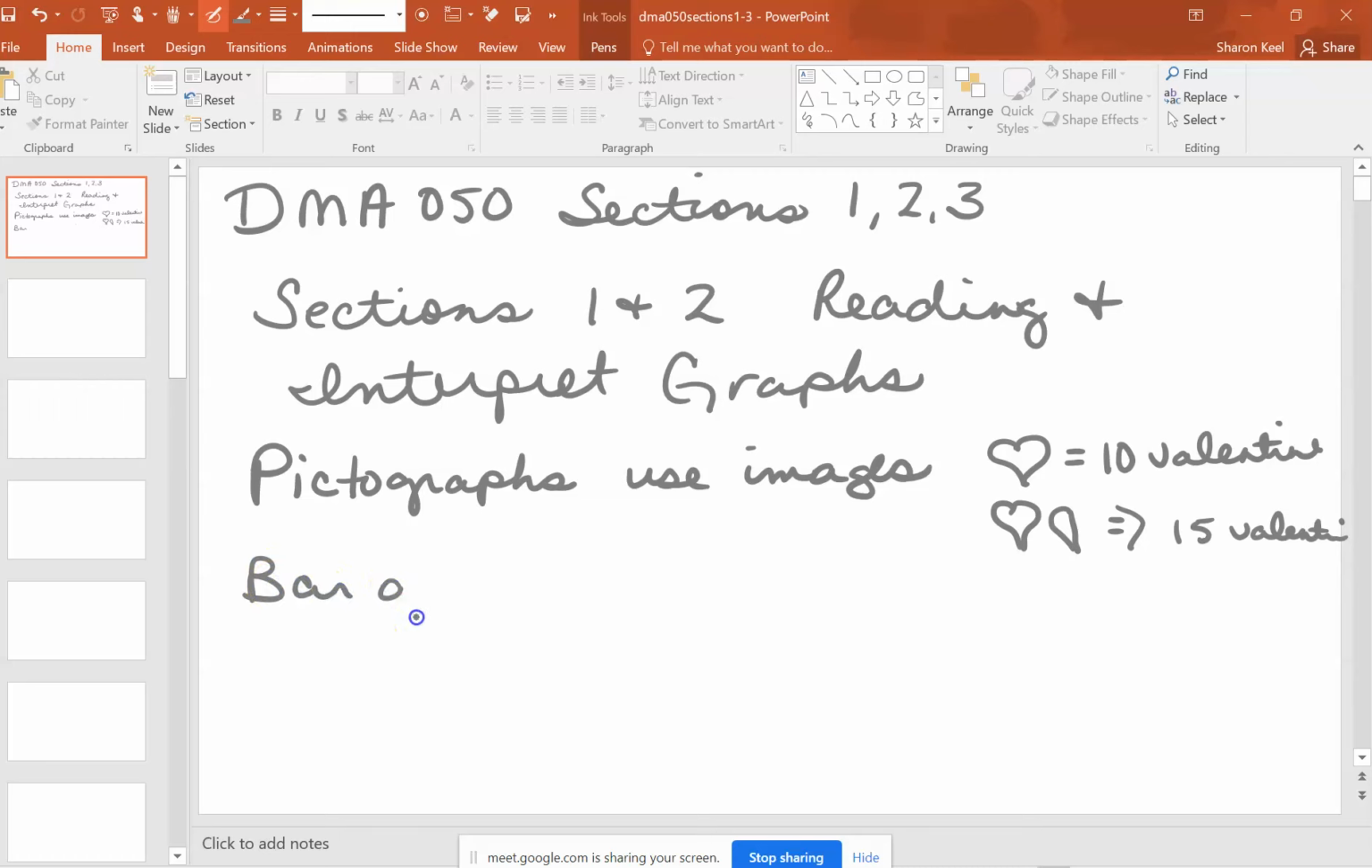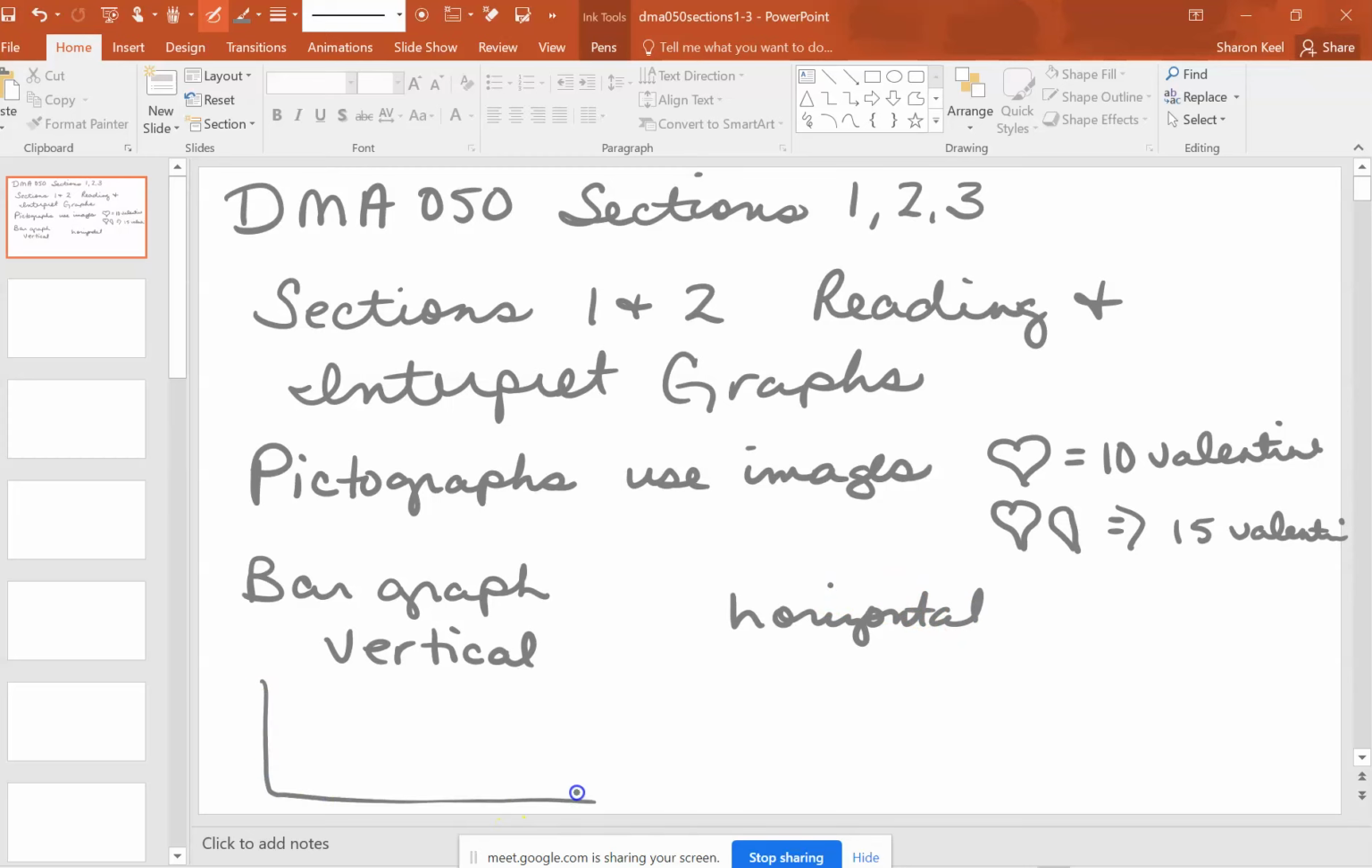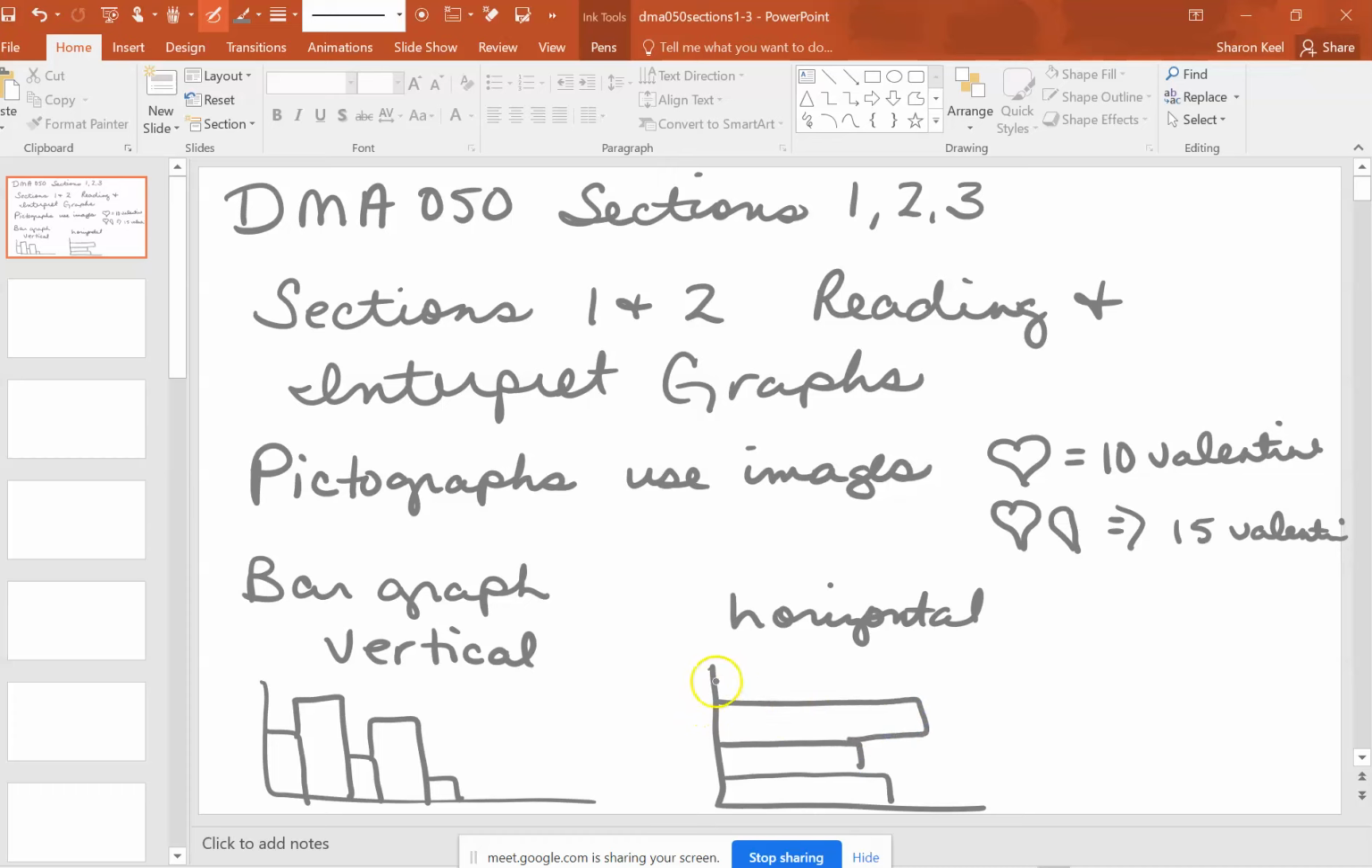If you have a bar graph, it is going to be one of two. Either it's going to be a vertical bar graph or it's going to be a horizontal bar graph. If we had a vertical bar graph, it would be represented with bars of information. If it were a horizontal bar graph, the only difference is that the bars are read horizontally versus being read vertically.